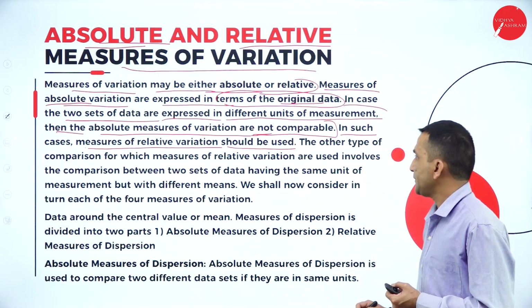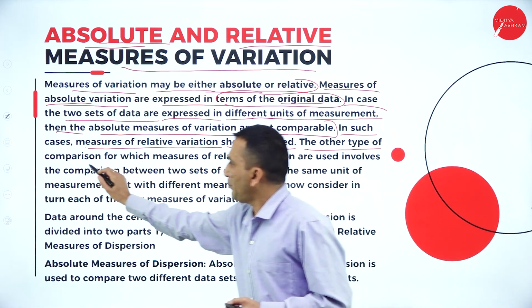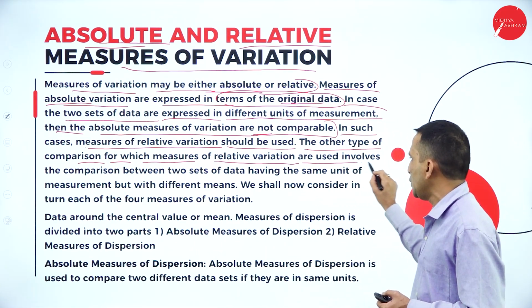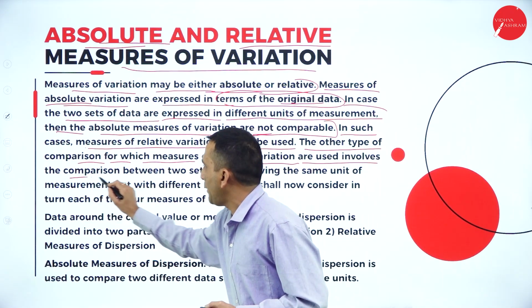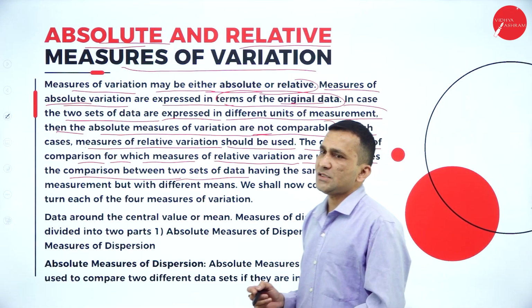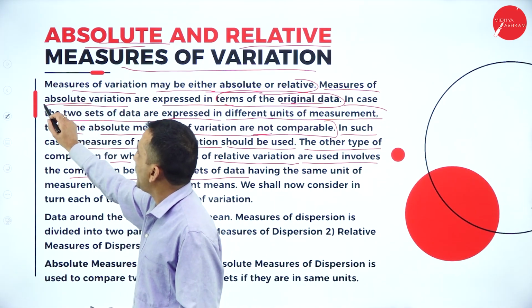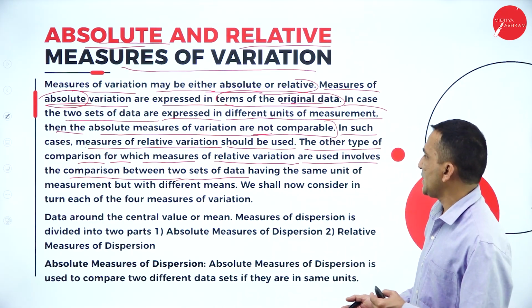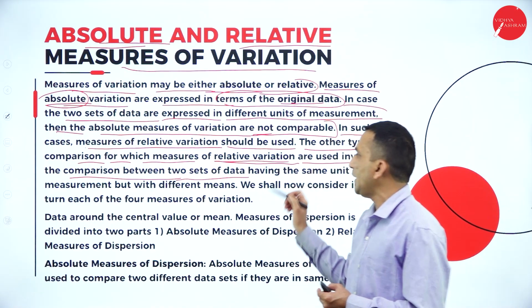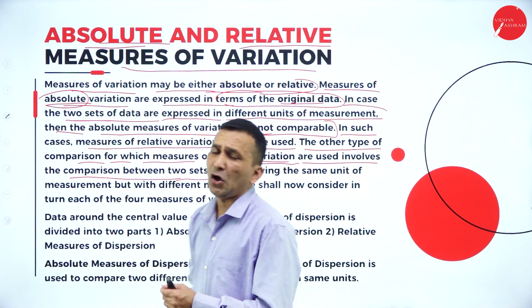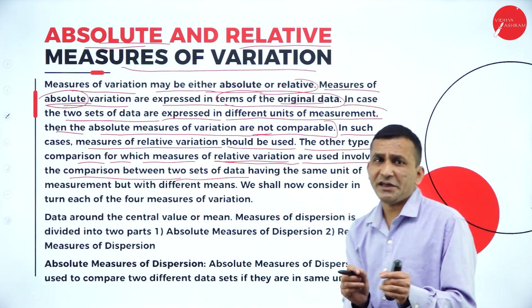The variations we are trying to find, always the coefficient comes under the relative measure of variations. The other type of comparison for which measures of relative variation are used involves comparisons between two sets of data. If one set of data is given, no problem, we depend on the absolute. If two or more sets of data are given, of course we go for the relative variation, because we are using the coefficient concept here to find out the level of variation.